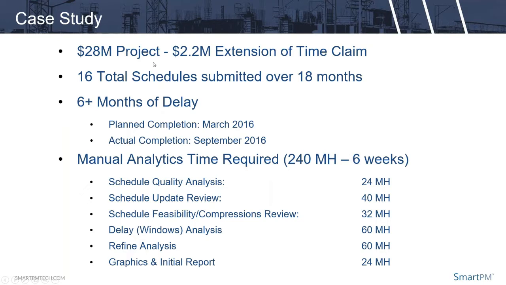It still took 6 weeks of time to get to a place where the parties could agree to something when it relates to delays, causation, responsibility, and whatnot. And if you do the math, if you're charging $300 an hour for 240 man hours, you're looking at close to a $75,000 bill just to study delays.